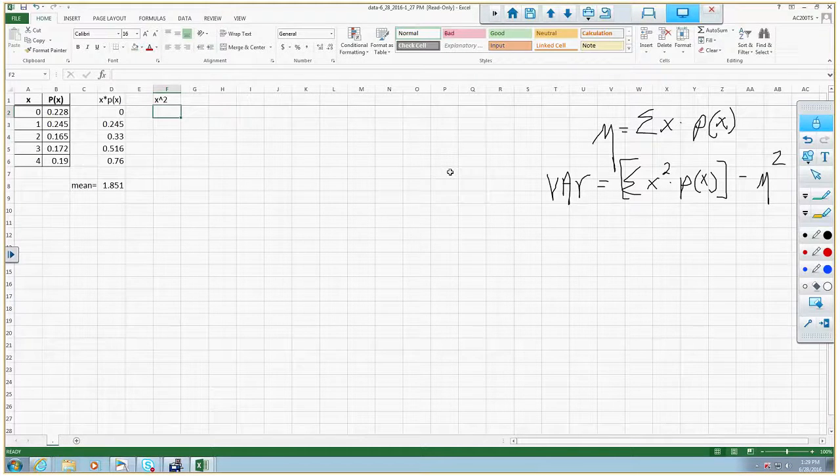X squared, so I'll do the first one for you. That'll be 0 squared. Punch that in your calculator.